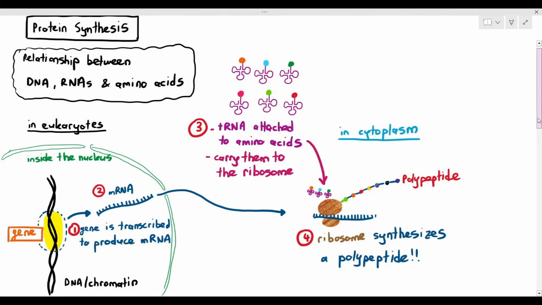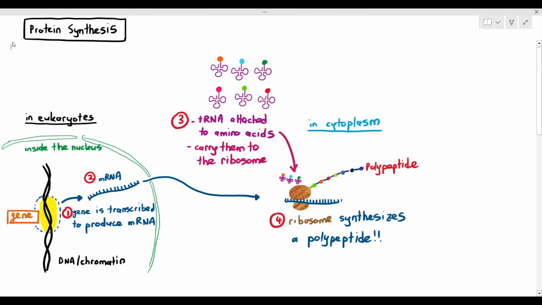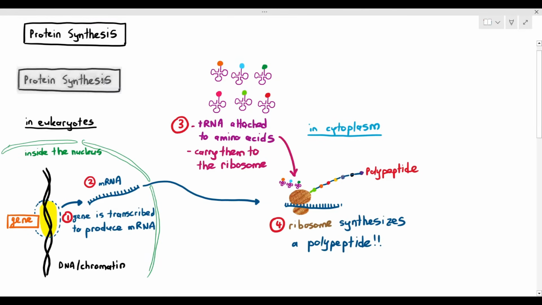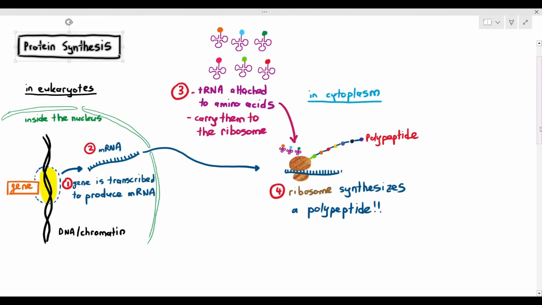In the earlier video, we were looking at the relationship between DNA, RNAs, and amino acids, and how the cell uses all these molecules in order to make a polypeptide. And that process is known as protein synthesis, right? But what we have to understand here is protein synthesis is actually split into two different processes.